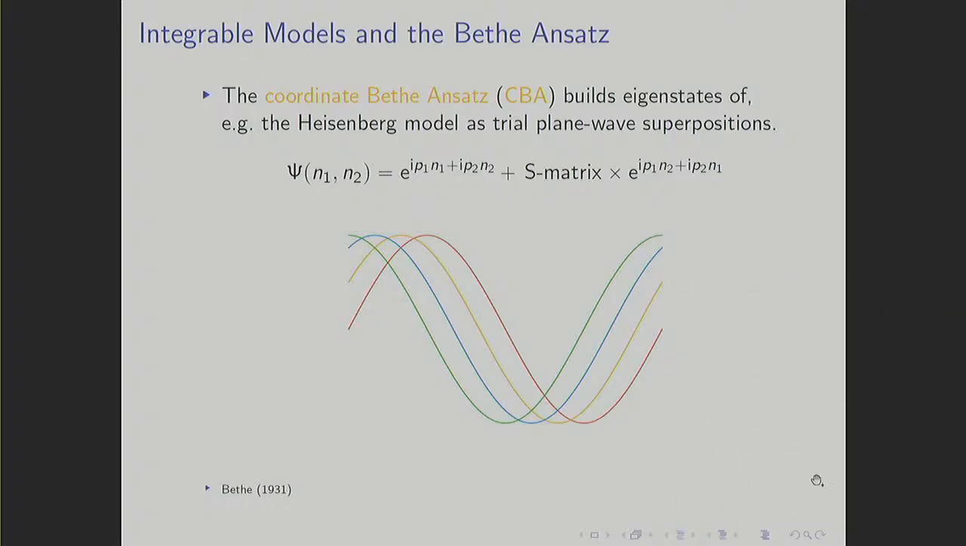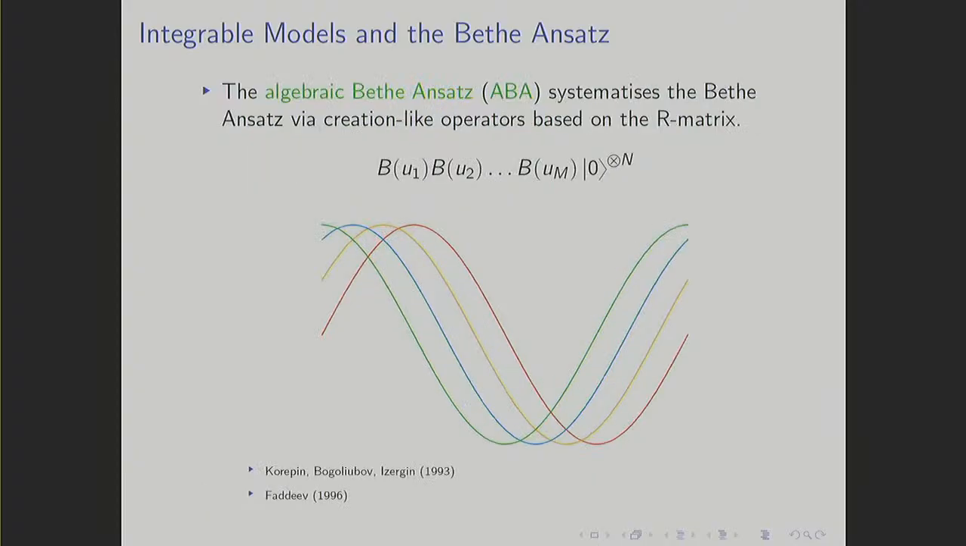And in fact, this approach can be systematized in creation-like operators acting on a reference state. One may think about the harmonic oscillator, when one has actual creation operators on the vacuum. And this sequence of operators are based on the R matrix.